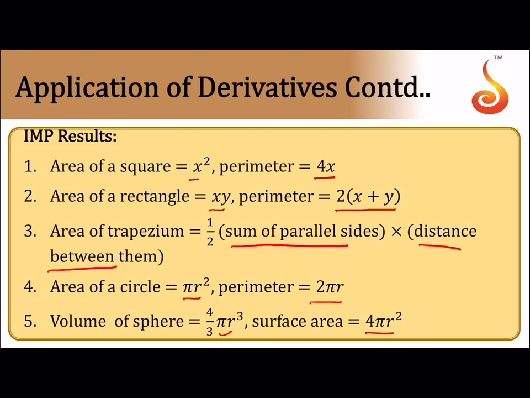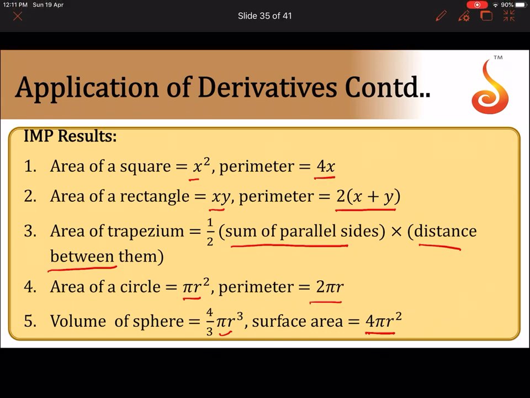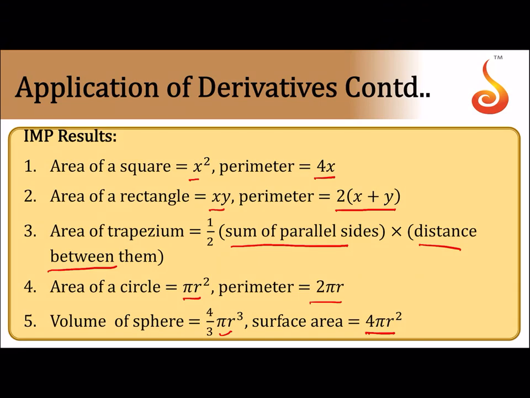Now area of a square is x square, perimeter is 4x, you all know. Area of rectangle is xy, perimeter is 2 times x plus y. Area of trapezium is half, sum of parallel sides into distance between them. Area of a circle is pi r square, perimeter is 2 pi r. Volume of a sphere is 4 by 3 pi r cube and surface area is 4 pi r square. Please write down. This will again be useful in the maxima minima chapter.